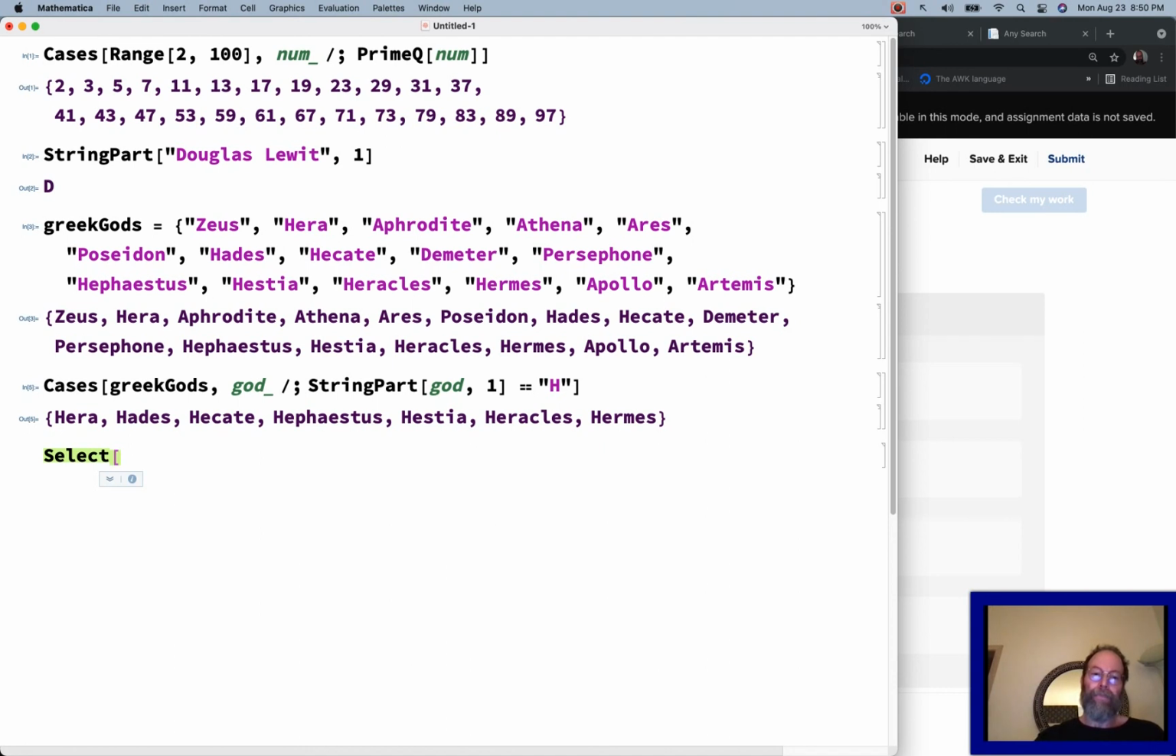So string part, the hash is a placeholder. That's all it is. It's a placeholder equal to h. And whenever you create a placeholder for an anonymous function, you have to end with the ampersand.